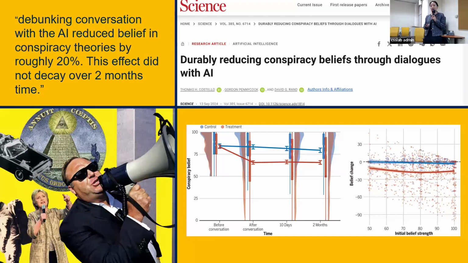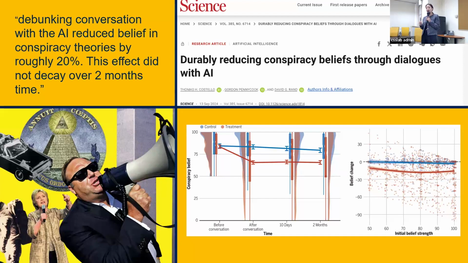So basically, they found that this debunking conversation with the AI, where the AI is instructed to persuade the human participant to drop their conspiracy belief, reduced the belief in conspiracy theories by roughly 20%, and this effect did not decay over 2 months' time. So if we look at this figure, they measured the participants' conspiracy beliefs before the conversation and after the conversation. And the conversation was actually pretty brief. It was only 3 rounds of interaction.